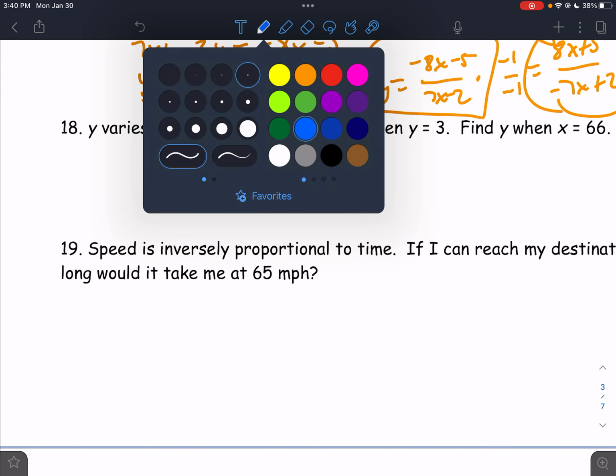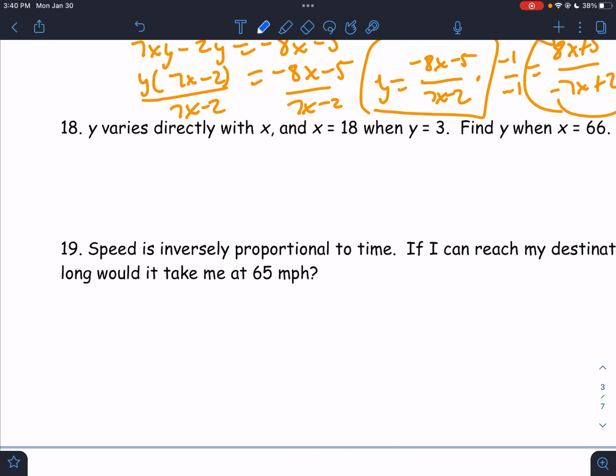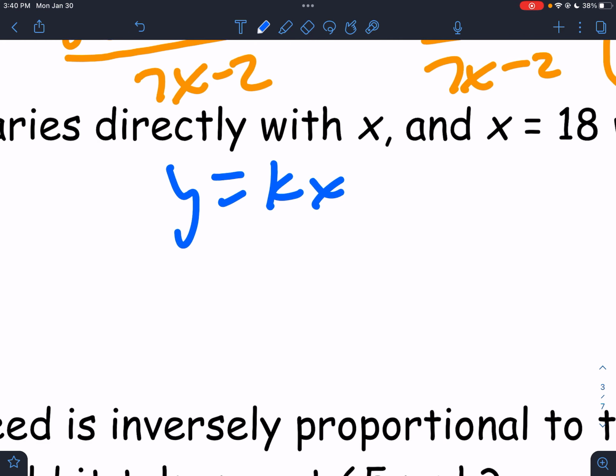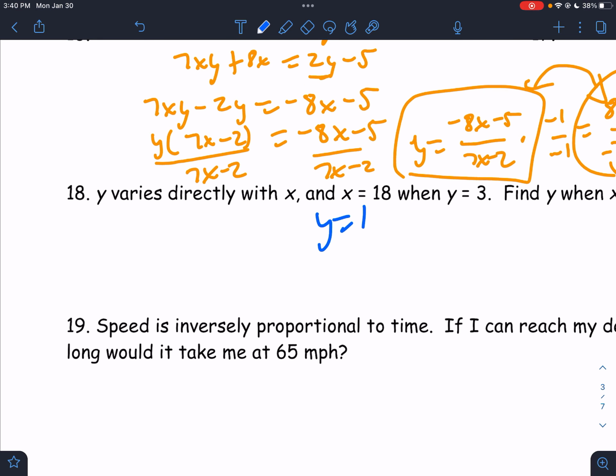All right, y varies directly with x. I don't have time to do a whole lesson on it, but there's a direct variation. What does this mean? That means as x gets bigger, y gets bigger. X directly affects y. They're getting bigger together. And the rate of change, it's a slope. It's a common difference. So y equals kx.